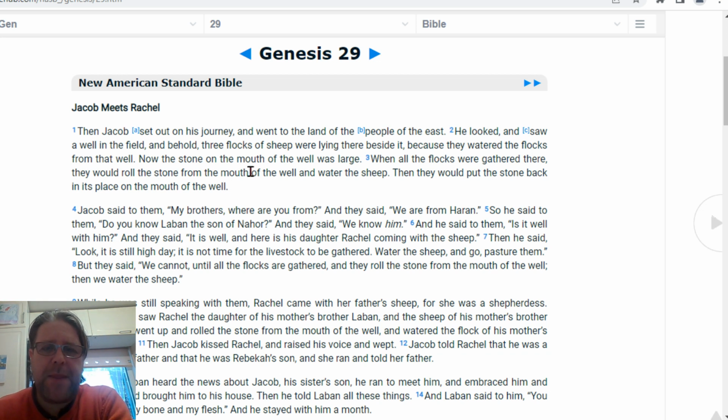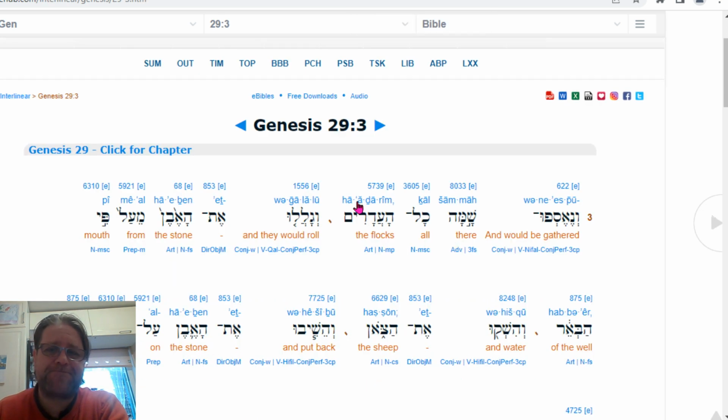Now the stone on the mouth of the well was very large. When all the flocks were gathered there, they would roll the stone from the mouth of the well and water the sheep, and then they would put the stone back in its place on the mouth of the well. Have a guess what the stone is there.